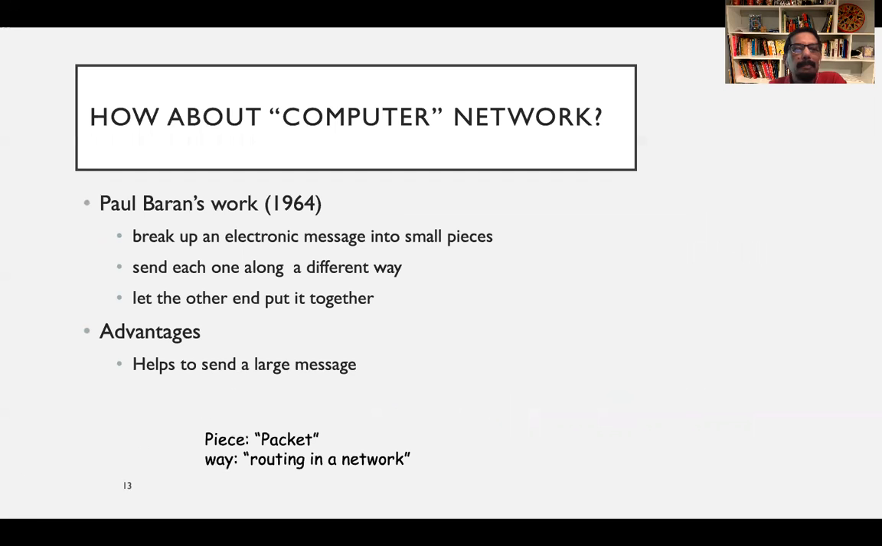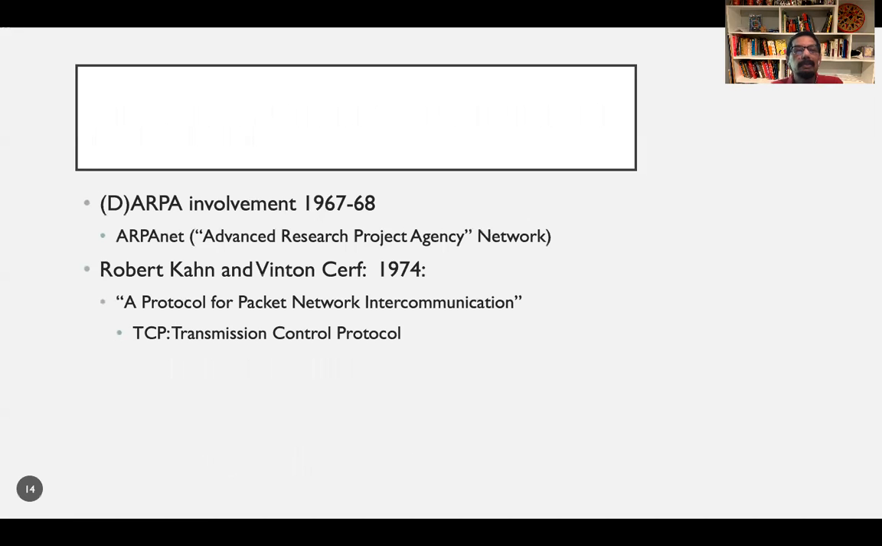So I talked about how Paul Baran's idea helps to send a large message, the first thing. That means if I have a narrow lane or narrow path or narrow link, I can still send something, and you don't have to send everything at once, you can break it down. So the packet idea, or packet switching, is coming in, and that's the term Kleinrock actually used. Then DARPA, the Advanced Research Projects Agency in the US, got involved.